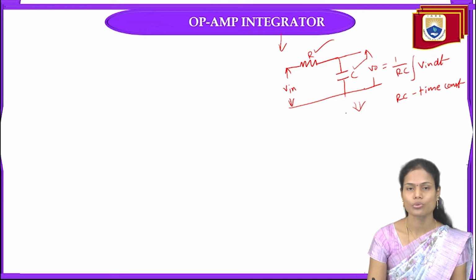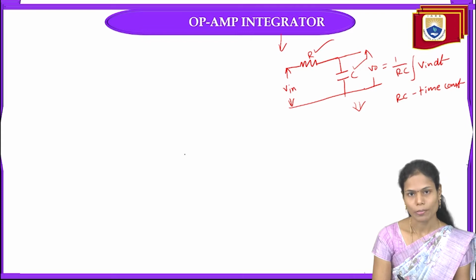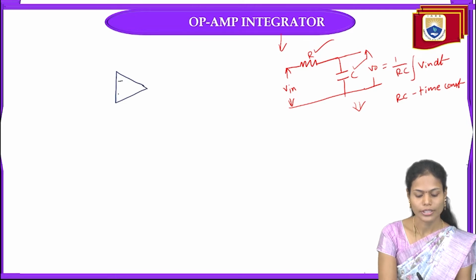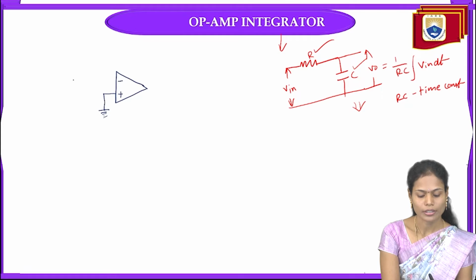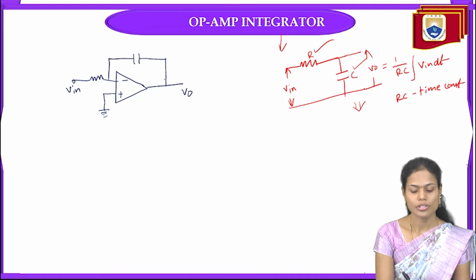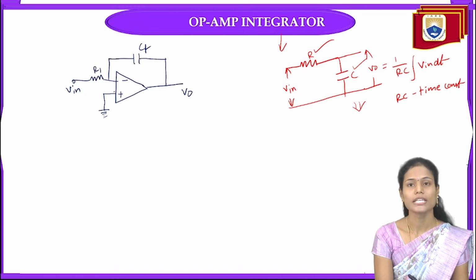This same circuit we can also implement using the operational amplifier. If we implement it using an operational amplifier, we call it the operational amplifier integrator circuit. In order to design that, I am taking one op-amp with inverting and non-inverting terminals. Here the non-inverting terminal is grounded. For the inverting terminal, we are giving the resistance and feedback. The feedback signal through the capacitor, we are giving back to the input from the output. This is output, this is input. Some part of the output signal through this capacitance CF, I'm giving back to the operational amplifier as the inverting input.